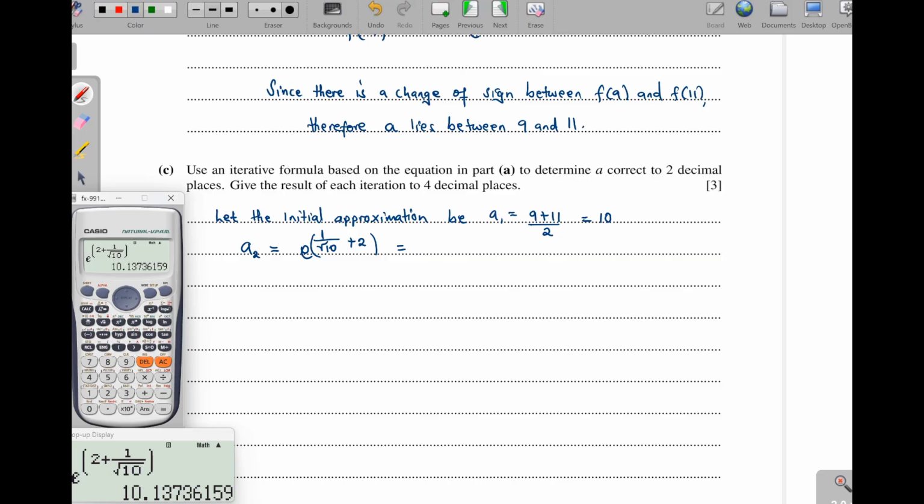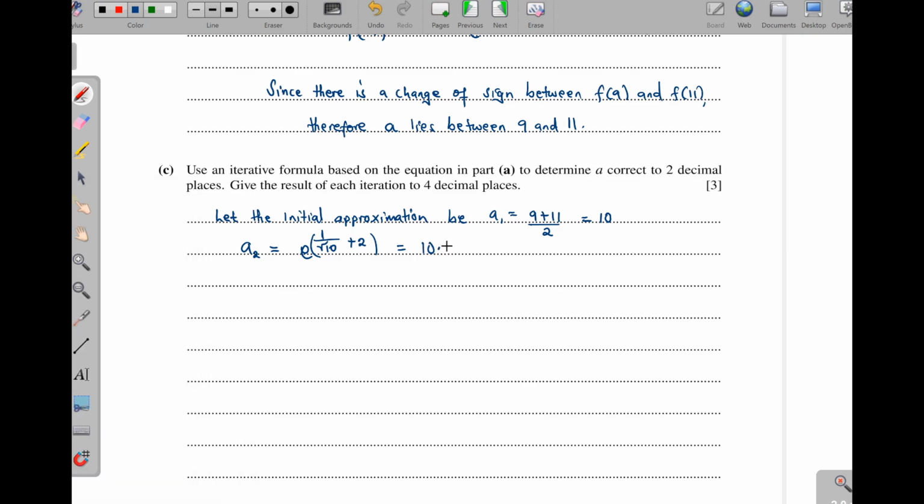So we get 10.1374. Remember they said we write our answers to 4 decimal places. Then you don't need to also show that you are substituting then E power. You don't have that time in the exam. So these other figures here, you just write those figures, okay? So maybe a 5 like that.